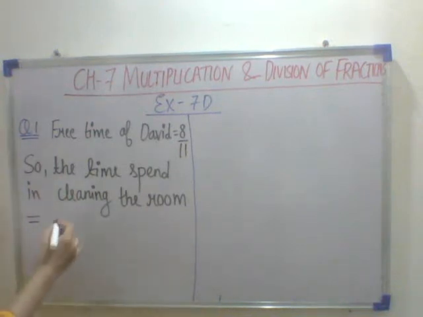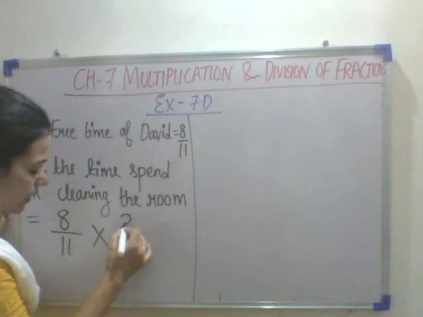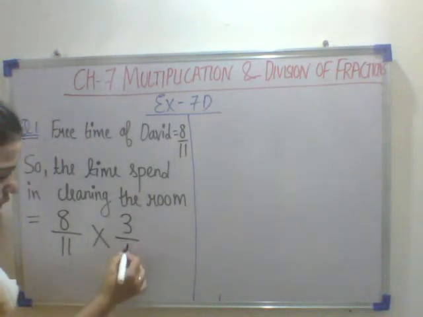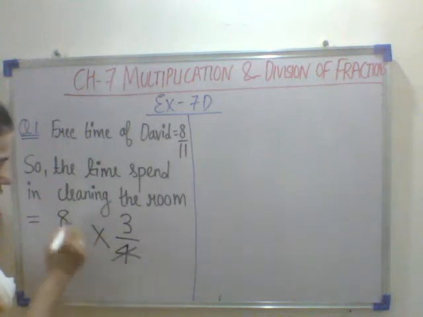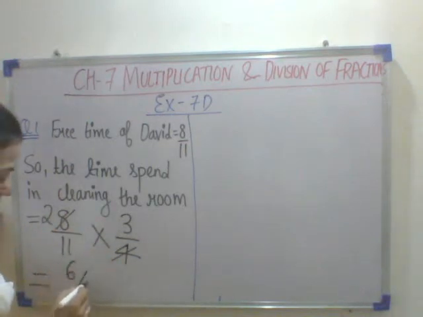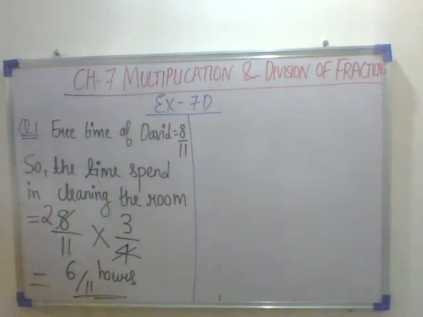So how will we be finding it? We will be multiplying the total hours with the time spent in cleaning the room. That is 3 upon 4. Now we can cancel: 4 ones are 4, 4 twos are 8. What is left here? 2 and 3. So 2 multiplied by 3 is 6 upon 11 hours. This is our final answer.